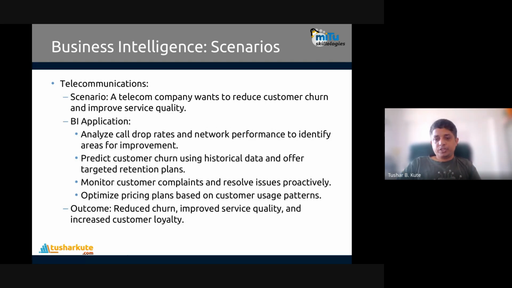Next, telecommunication. Again, which I mentioned out of the focus. Telecommunication companies, the scenario is like this. A telecom company wants to reduce customer churn, which I mentioned about this, and improve the quality of service. Customer churn means they should approach the company. They should get retained for the maximum period of time. They will not leave their company.